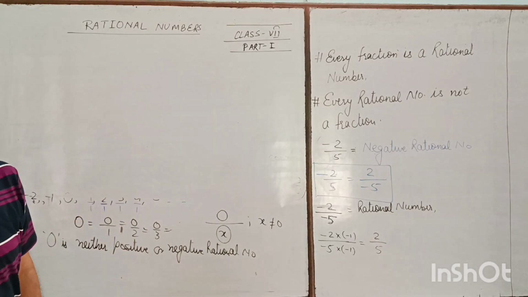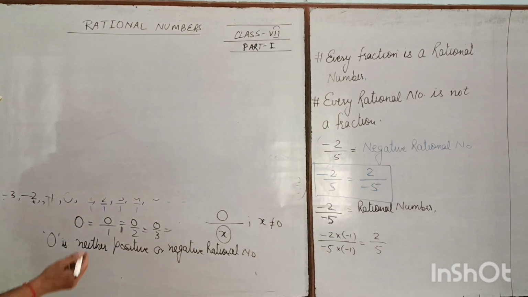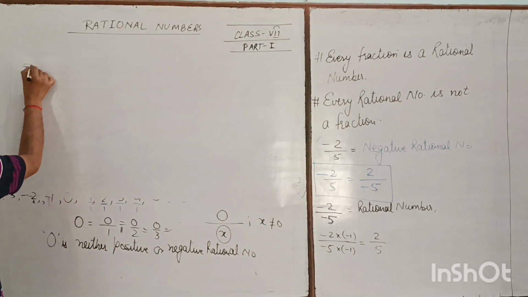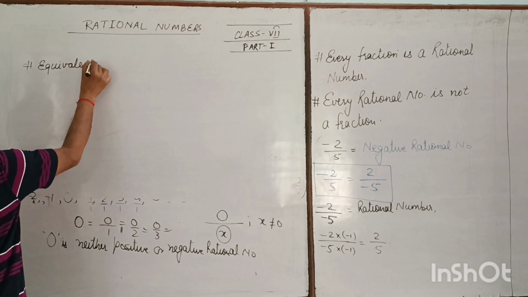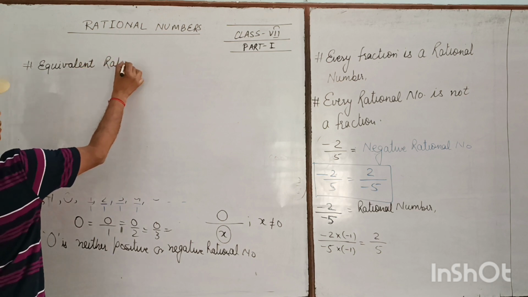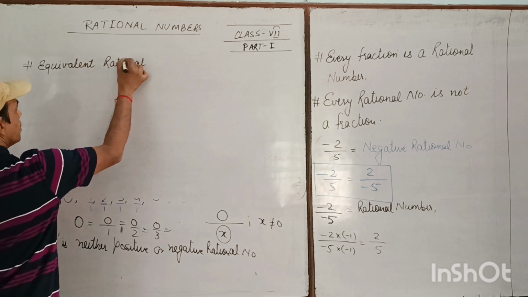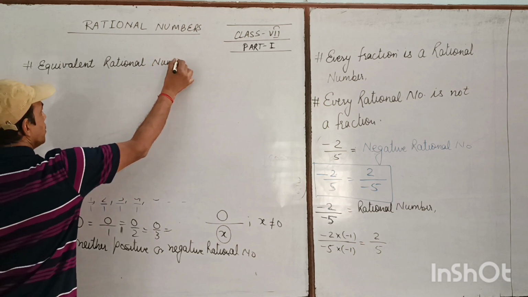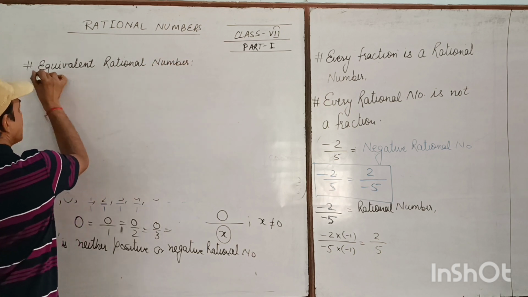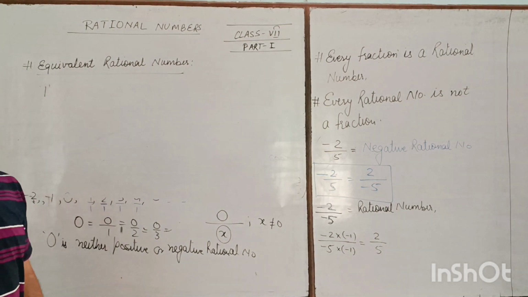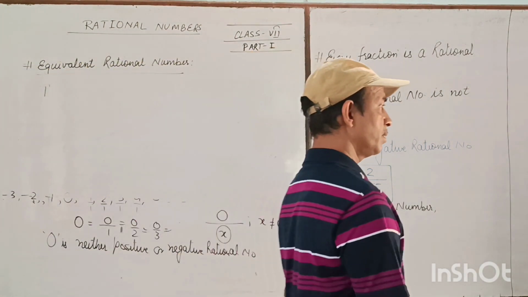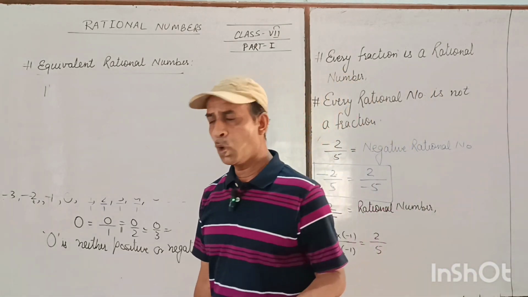For example, if you say equivalent rational number. If you take a simple example, say 1, my favorite number. What can you say about 1? It's a natural number, whole number, integer.